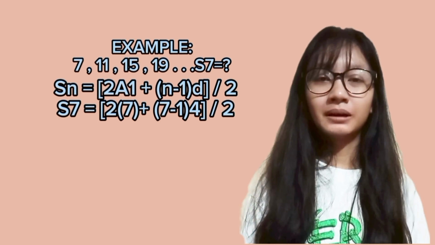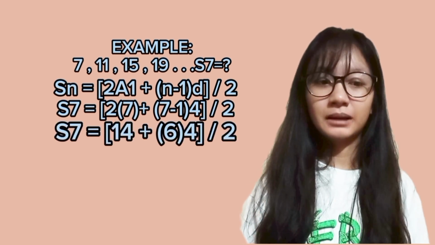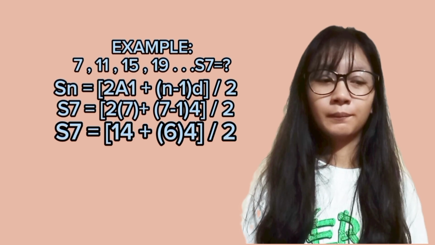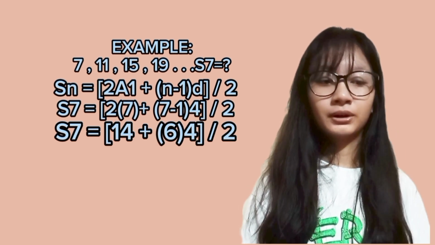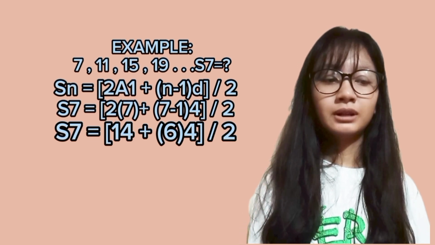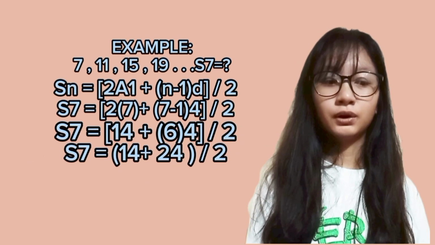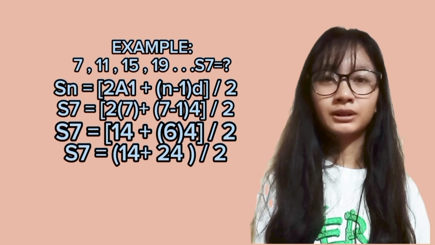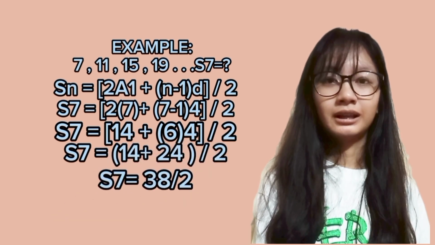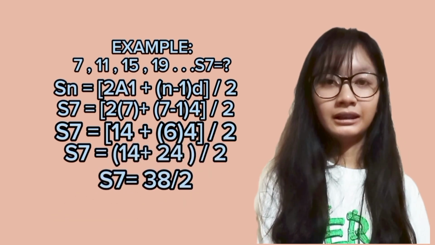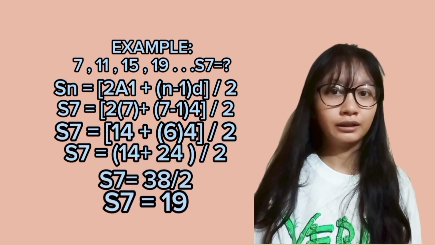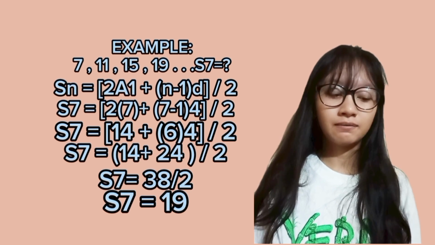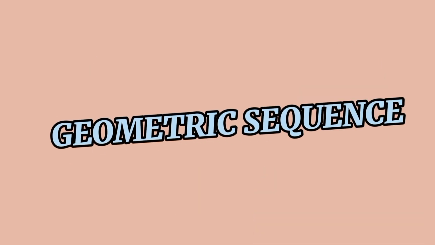Our new equation will be 14 plus 6 times 4, over 2. After we multiply 6 by 4, our new equation again will be 14 plus 24, over 2. The answer for 14 plus 24 is 38. Now we divide 38 by 2. 38 divided by 2 is 19. So our S sub 7 is 19.